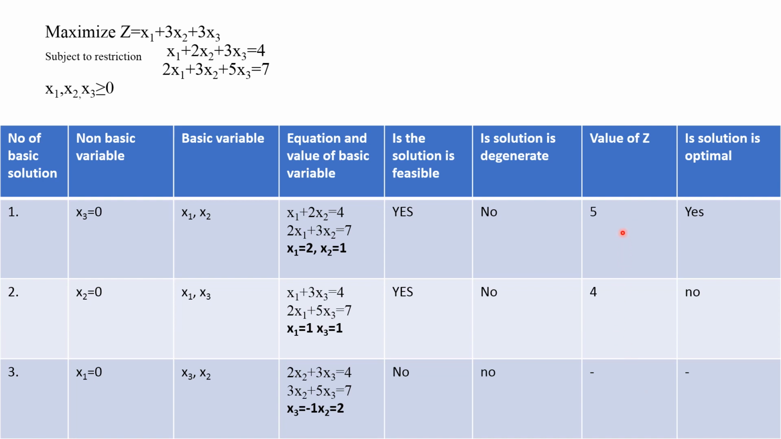So among these two values, first and second, the first has a value equal to 5, the second has a value equal to 4. So the first one will give the maximum value, so we can say that solution is optimal and the other solution is not optimal. We can check this value after putting the x1, x2, x3 values in the given equation z. Optimal function.